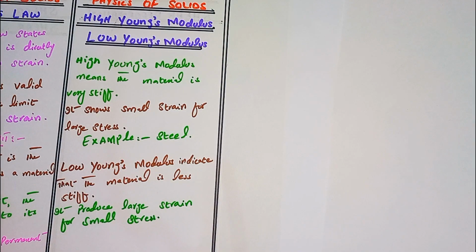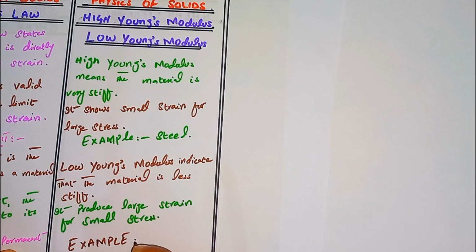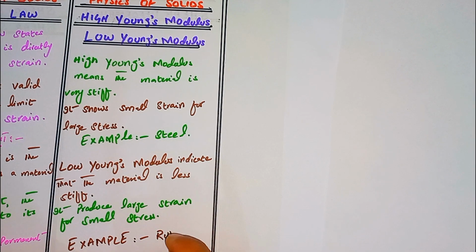As an example of low Young modulus, we take rubber, which produces a large strain for a small stress. Rubber is the example of low Young modulus.